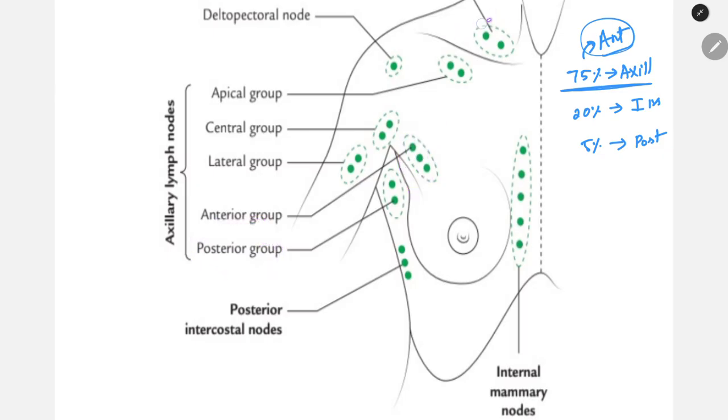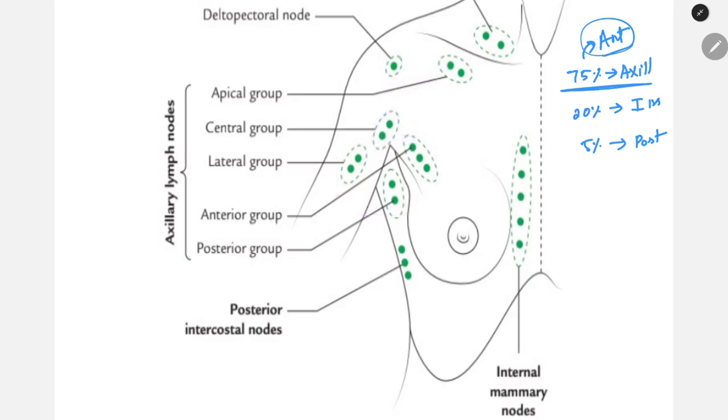Then lateral. See, you will have the axillary vein like this. The lateral group is lying along the axillary vein, and it drains the upper limb. Then you will have the central and apical group. The central group is located in the axilla, and it receives lymph from all the other lymph nodes, and this lymph goes and drains into the apical group.